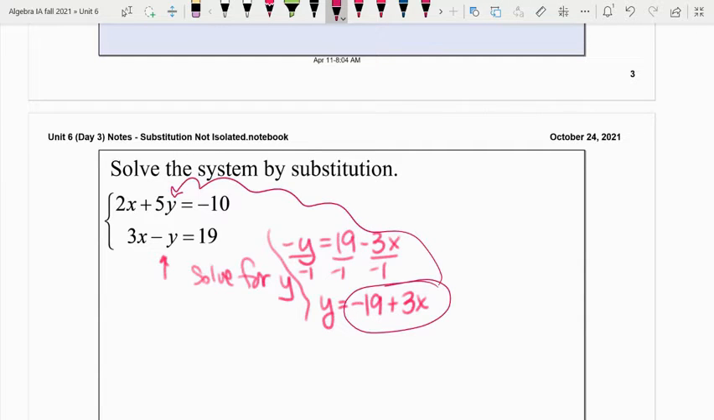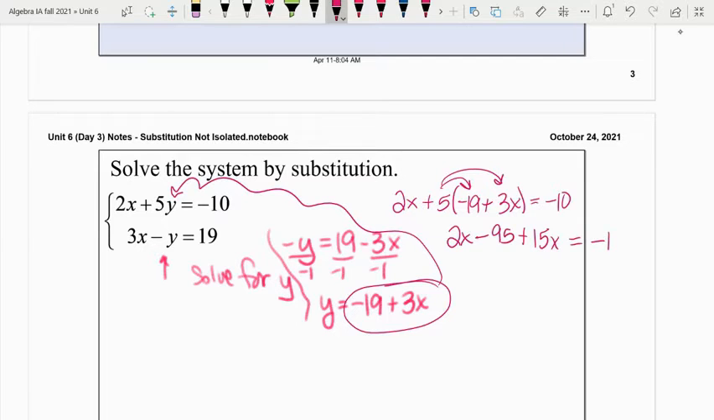So go to the other equation, which gives me 2x plus 5 times negative 19 plus 3x equals negative 10. You will have to distribute the 5 through here. So leave the 2x out front. So 2x, so 5 times negative 19. Need a calculator. 5 times negative 19 is negative 95. And then 5 times 3x gives you plus 15x equals negative 10.